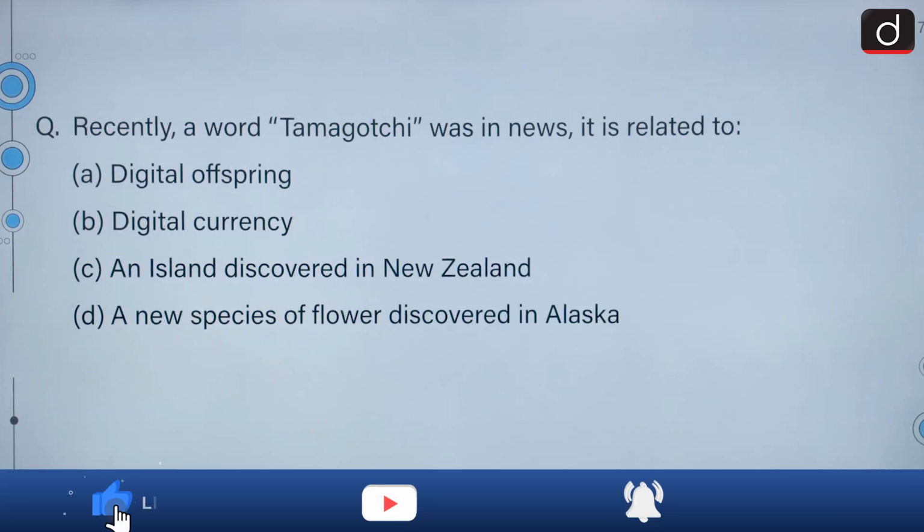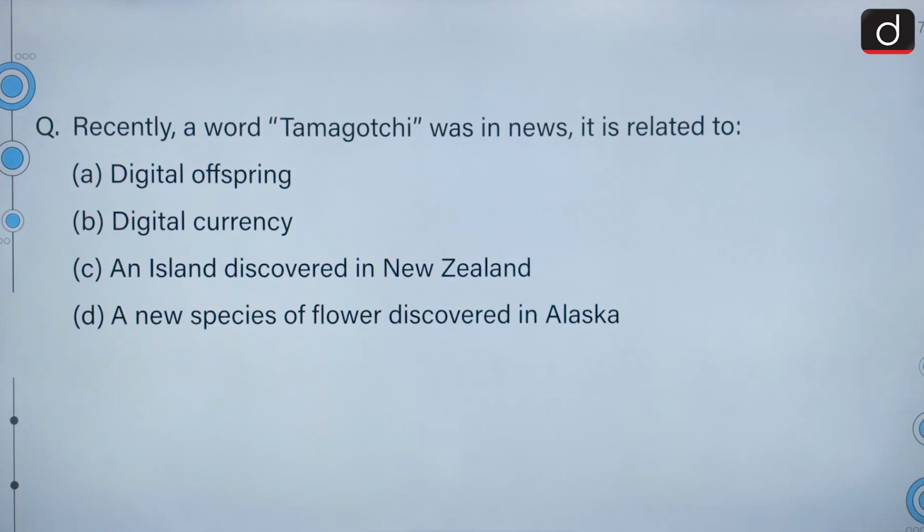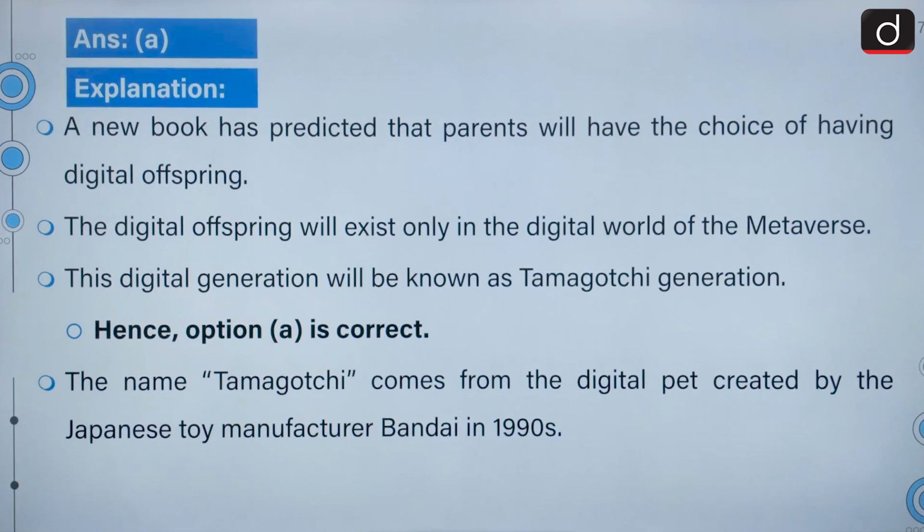Recently, a word, Tamagotchi, was in the news. It's related to digital offspring. A is the correct answer. A new book has predicted that parents will have the choice of having digital offspring. This will exist only in the digital world of metaverse. This digital generation will be known as Tamagotchi generation. It comes from the digital pet created by Japanese toy manufacturer Bandai in the 1990s.